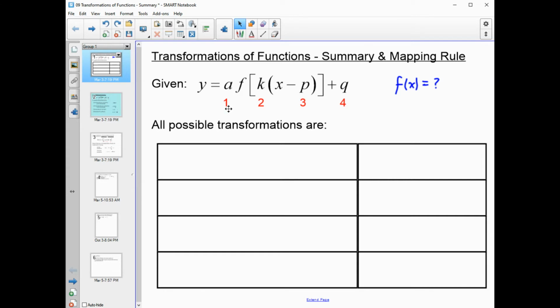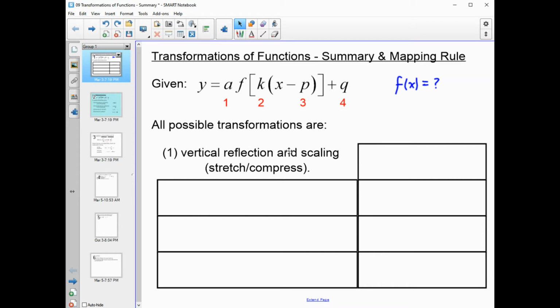Reading from left to right, the first one we encounter is a. The a parameter is going to tell you about vertical reflections, so reflections in the x-axis, and any scaling, which means making it bigger or smaller, stretching or compressing. All of those operations are multiplication operations, and specifically they are multiplications of the y-coordinate. So if we think of this in terms of a point, a y-coordinate turns into that same y-coordinate multiplied by whatever the a value is.